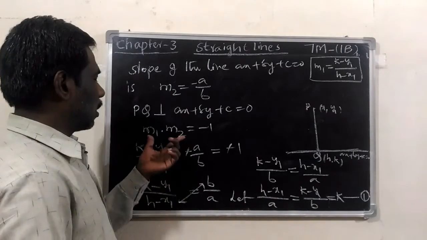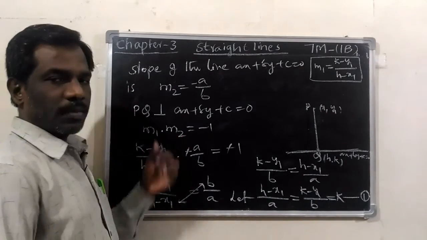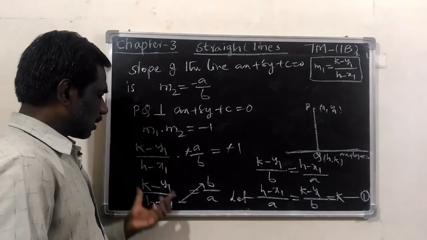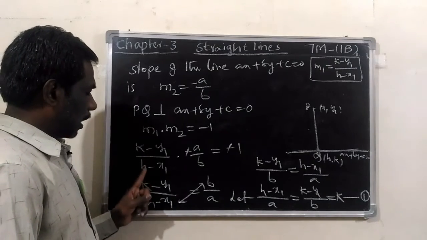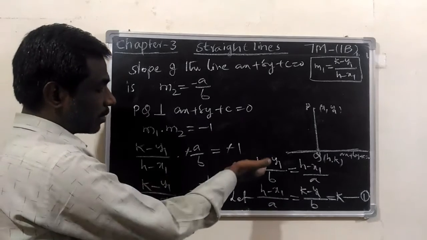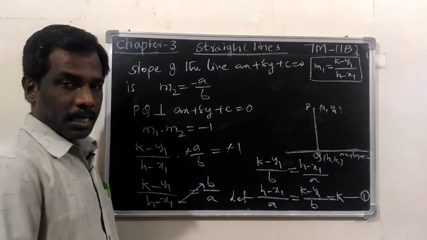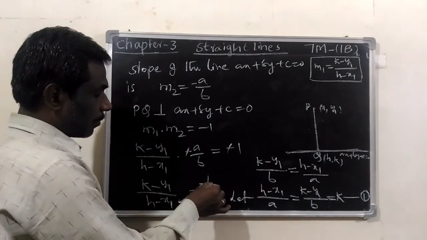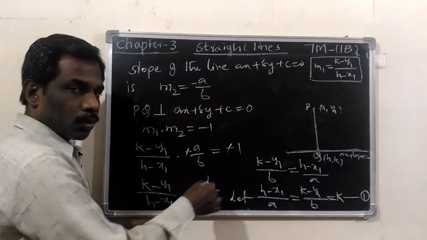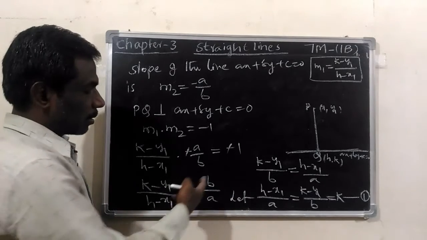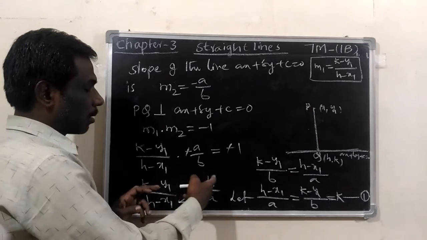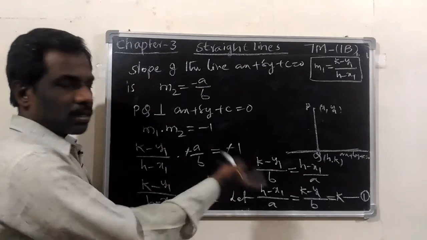After we substitute the two slopes in this equation, we can cancel minus on both the sides. After write this part as it is, (k - y1)/(h - x1) = and transfer this a/b to the right side, that is changed as b/a. So after that we exchange this h - x1 and the b value, we interchange them. The b comes in the place of h - x1, and in place of h - x1 take b.